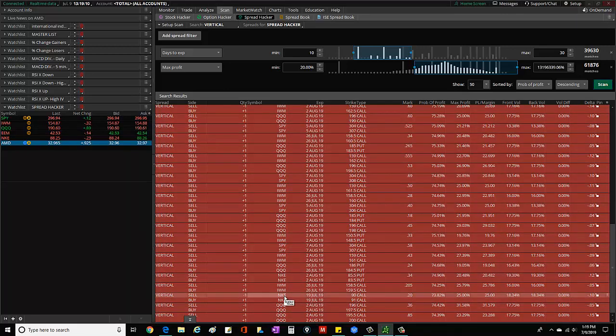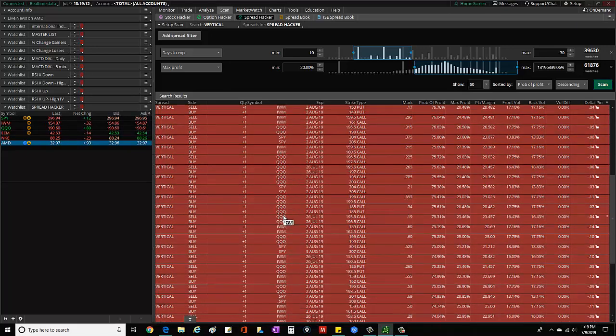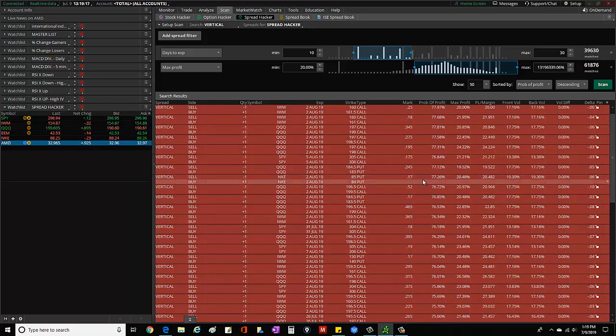Let's say you really wanted to trade Nike. Well, you may have to come all the way down here to find a nice candidate. Here's actually a dollar wide put with a 77% probability of profit.